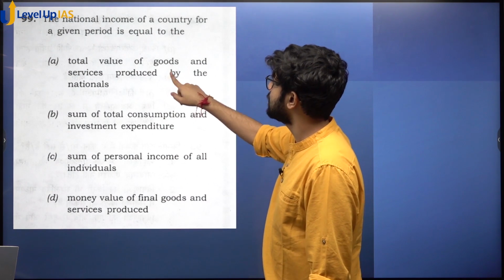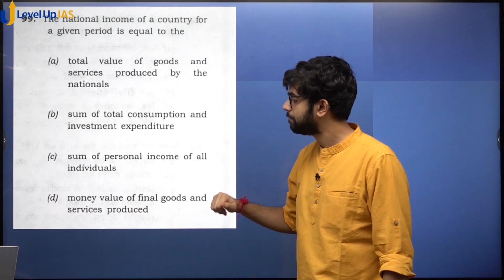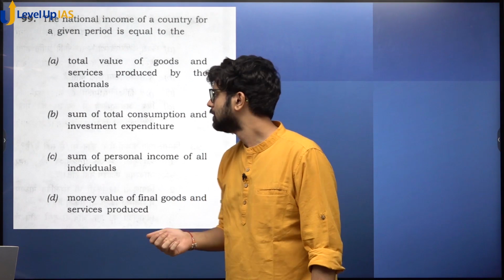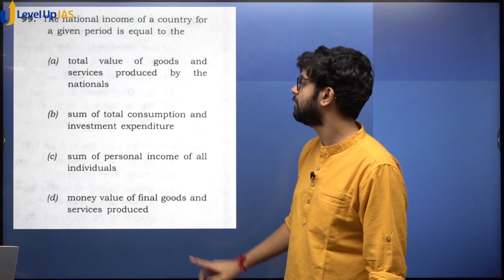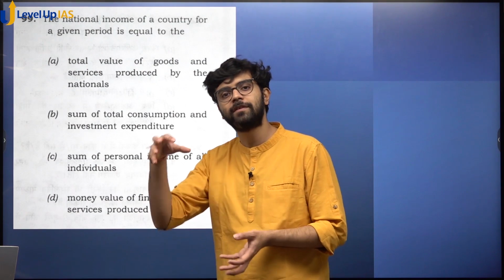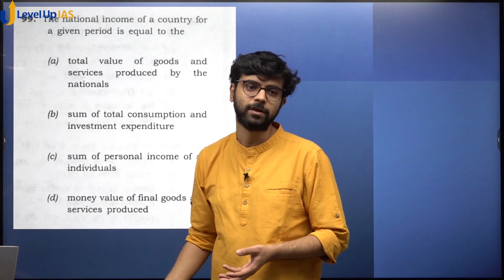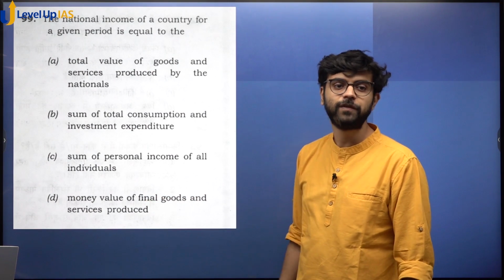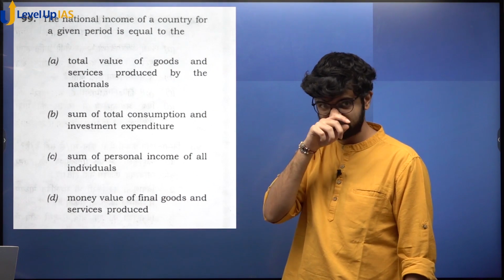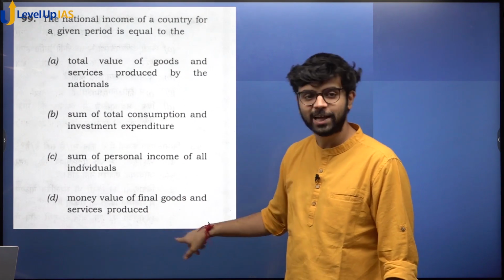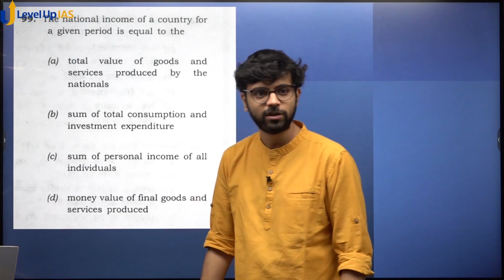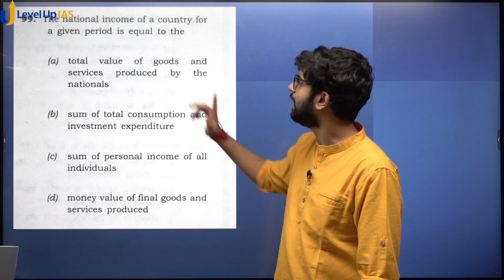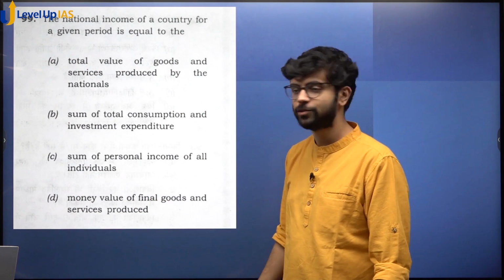Total value of goods and services produced by the nationals. Maybe. Sum of total consumption and investment expenditure. No, it is not national income. Okay? Sum of personal income of all individuals. Definitely not national income, because personal income is a very big subset of national income. Taxes and all, everything is there. Money value of final goods and services produced. Which is more apt, this or this? Money value of final goods and services produced. Now, this is the definition, yes or no? Of any product. This is the definition. Okay? Even this is fine, but this is more appropriate. So we go with D.